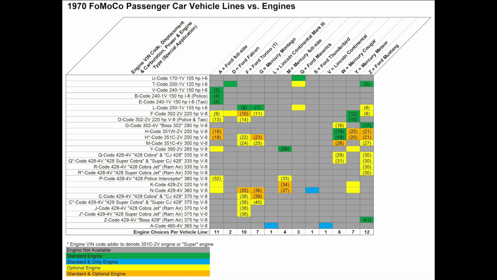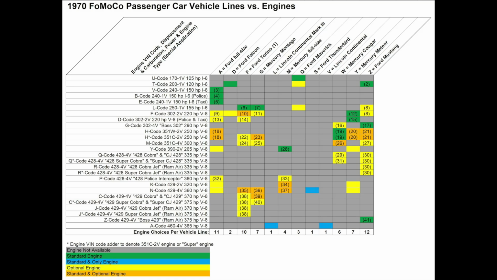Please note that I will not be addressing the 4 low compression engine versions listed, as they were for export cars only, were produced in very small numbers, and there is almost no information to be found about these engines. While the shop manual table lists 22 different engines, believe it or not, there were actually a total of 26 different engines that were available for installation in the 1970 FoMoCo passenger cars. 26 engines, that is crazy.